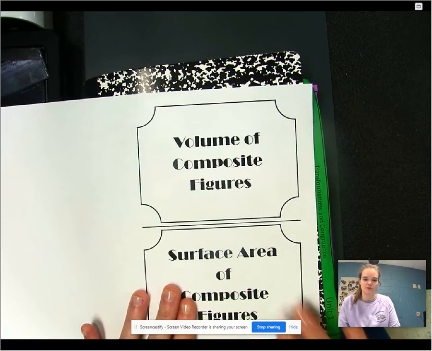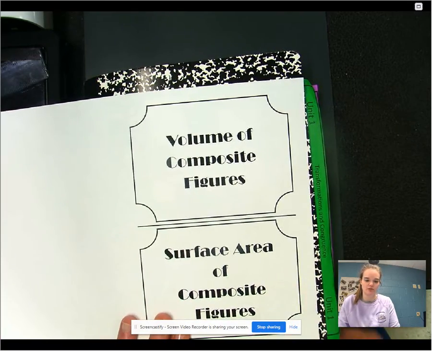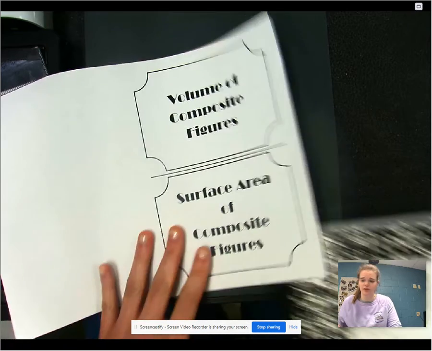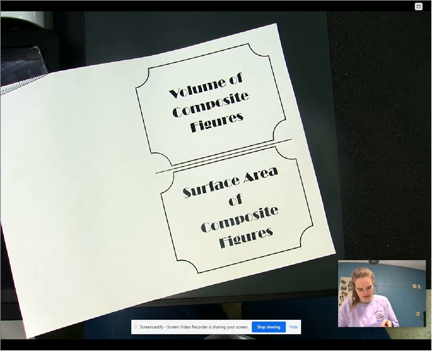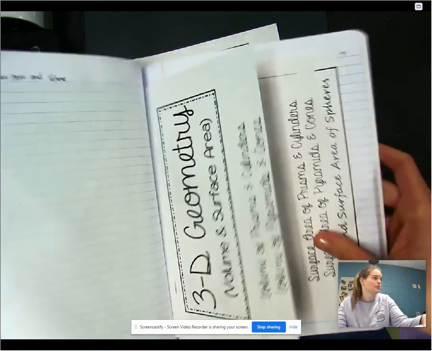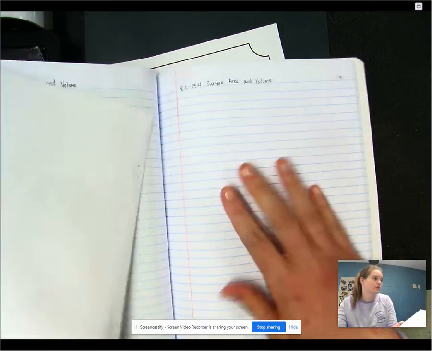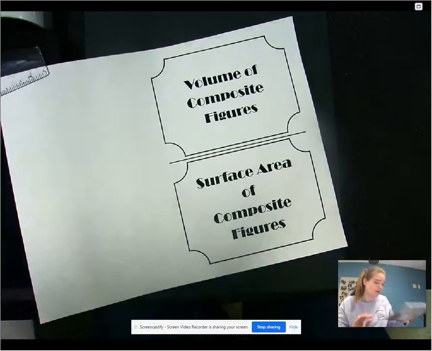Alright guys, we're going to work on volume of composite figures. We'll work on surface area of composite figures later. This is going to be on the same page as your surface area and volume, the big foldable, but we're actually going to glue this in. It's going to go on 141. We'll glue that in a little bit. Let's go and get started.